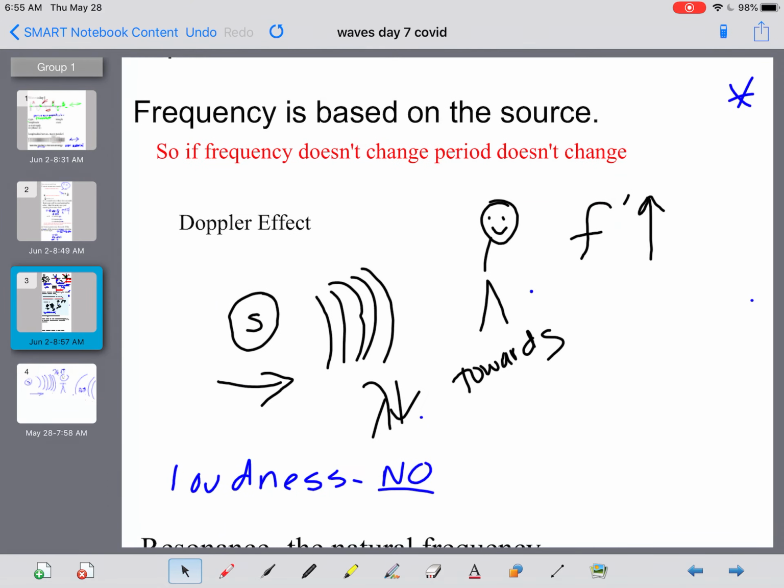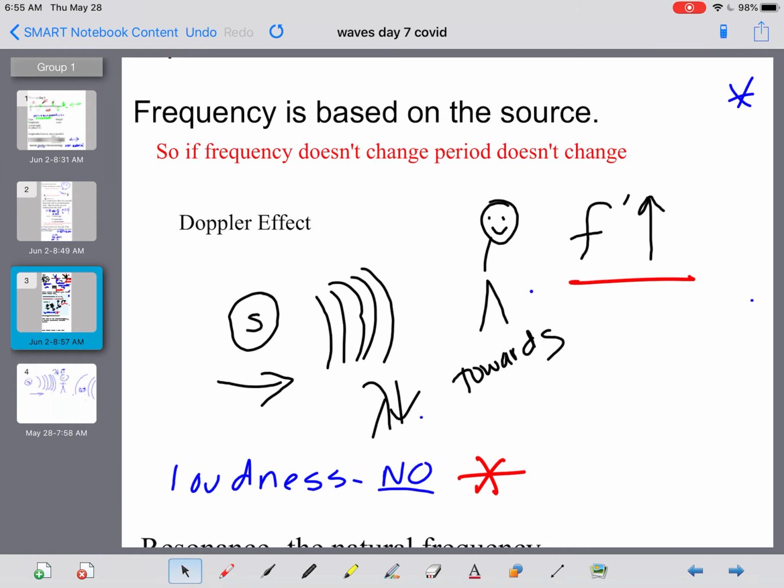And then this awesome drawing is the Doppler effect. So we have the source coming towards the person. The waves are getting compressed. So if the wavelengths get smaller, the frequency is going to get larger. That's Doppler. Doppler does not affect loudness. No. If I'm screaming at you and I'm right in your face, yeah, it's going to be louder. That's not Doppler.